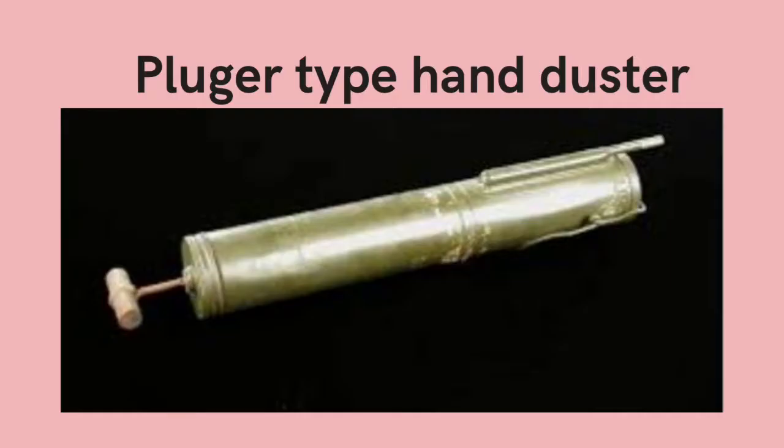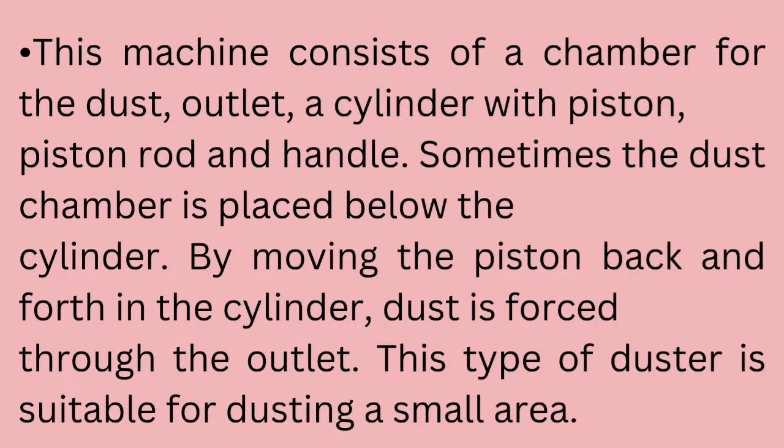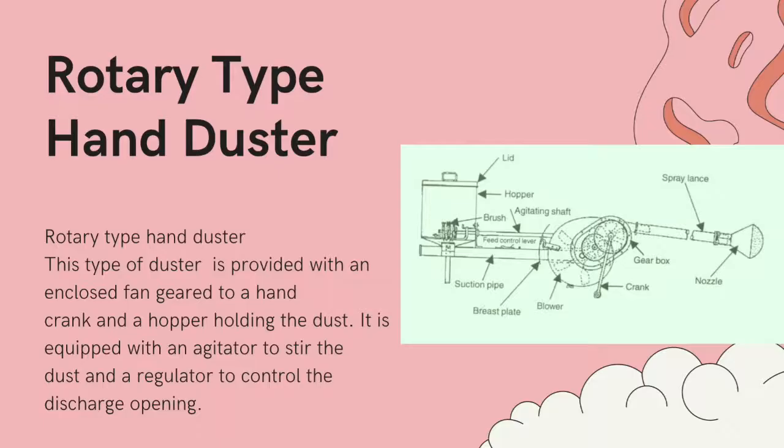The first one is the plunger type hand duster, the second one is the rotary type hand duster, and the last one is the power duster. The plunger type hand duster consists of a chamber for the dust outlet, a cylinder with piston rod, and a handle. Sometimes the dust chamber is placed below the cylinder. By moving the piston back and forth in the cylinder, dust is forced through the outlet. This type of duster is suitable for dusting a small area.